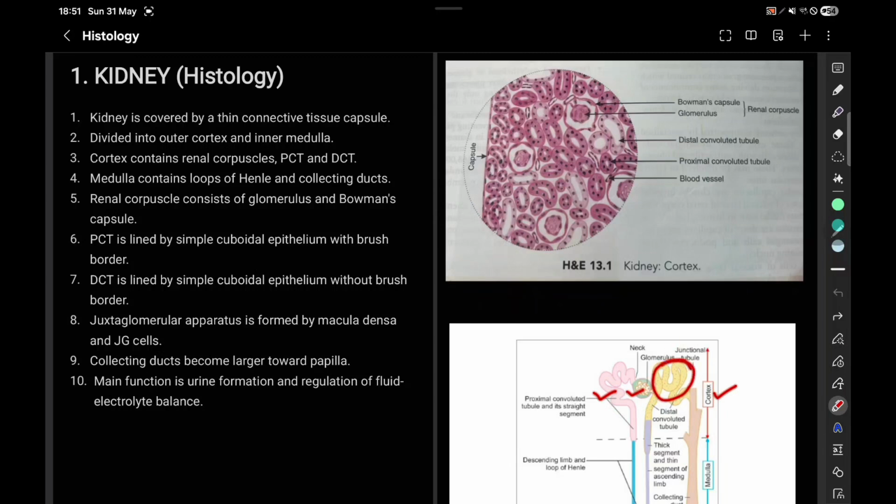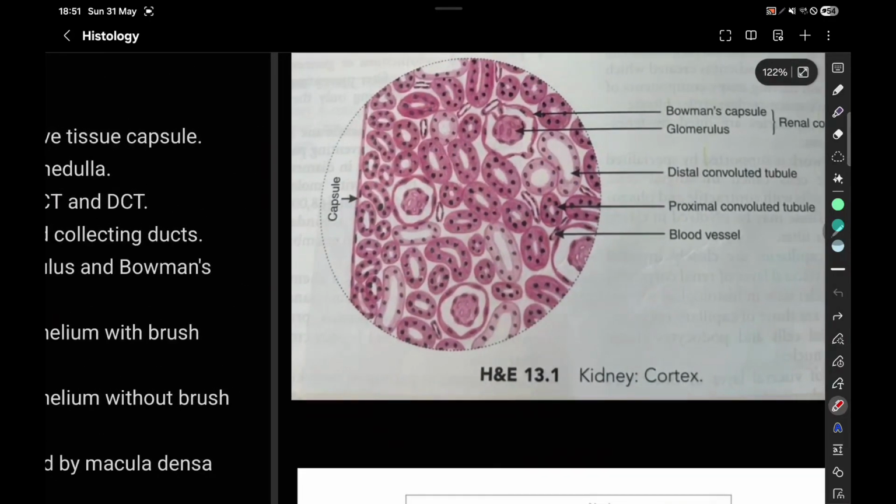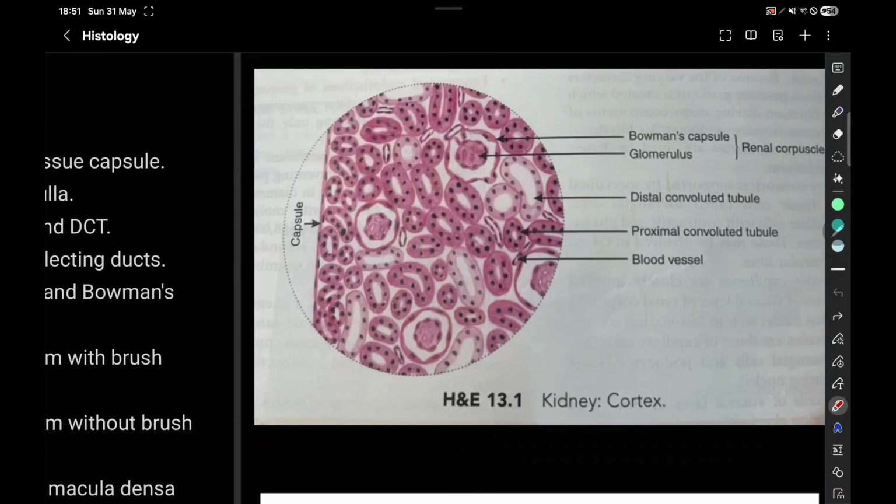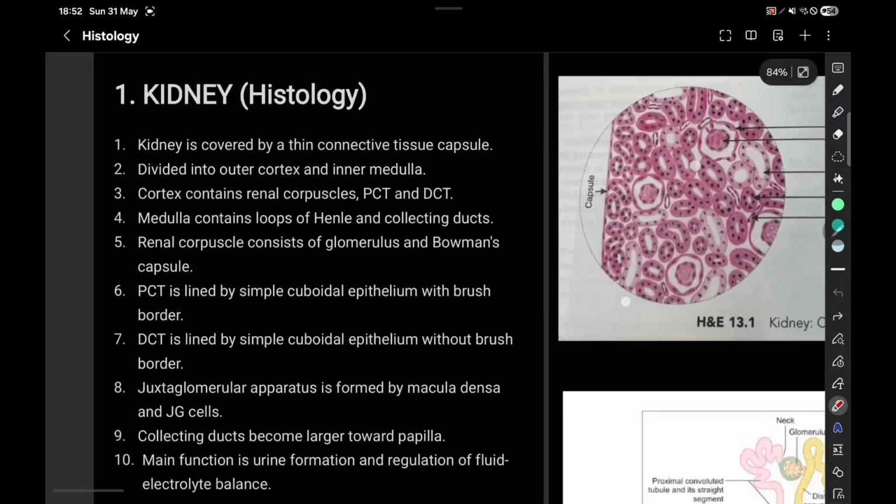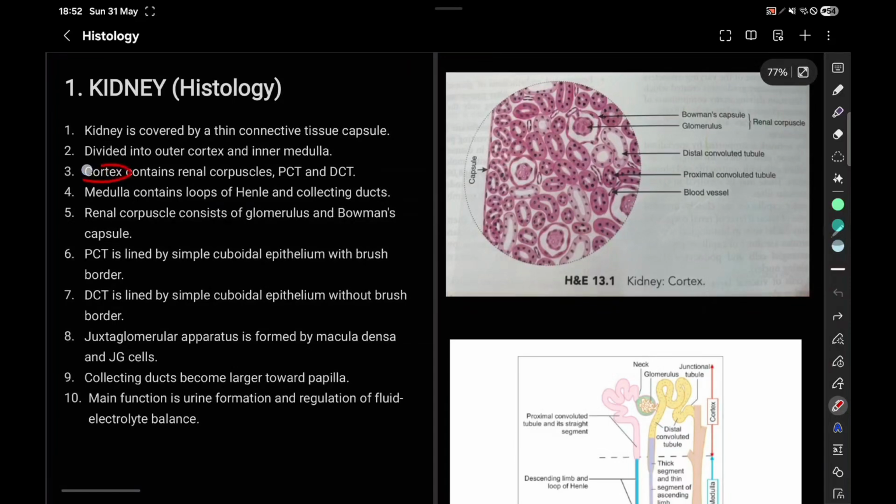and the DCT. If we see that in the image, here we have the Bowman's capsule. Inside we have the glomerulus. Together they are called as the renal corpuscle, and this is our DCT and this is our PCT. Okay. So Bowman's capsule plus glomerulus called as renal corpuscle, DCT and PCT. These are present in the cortex.